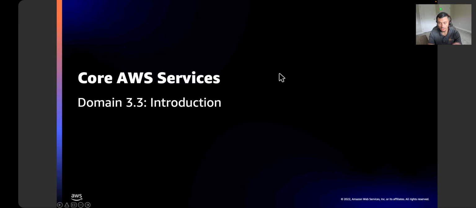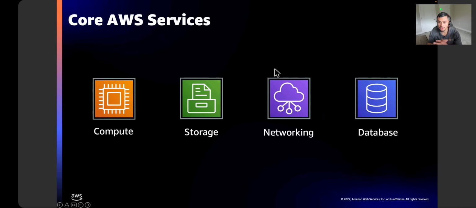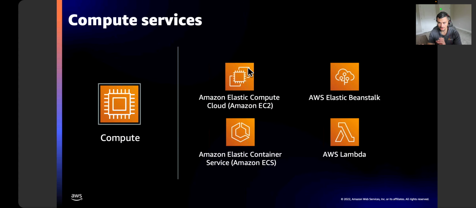Okay, moving on to domain 3.3, which is about core AWS services. And again, for this domain, you need to understand the different services that live within these four functional domains, which are compute, storage, networking, and database. So we're going to go through a couple of slides here. Again, we're not going to talk about each service in a deep dive, right? This session is just informational. You do need to go into these and learn about what they do in more detail. But we'll talk about them quickly.